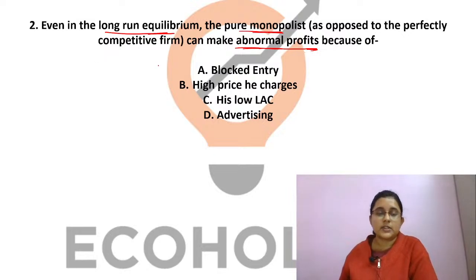So actually, in case of long run equilibrium, pure monopolist can make abnormal profit because of blocked entry. You know, there is entry restriction. We don't have free entry and free exit. So due to blocked entry, the firm can make abnormal profit. Very good, Ramat. You have given me the right answer. Very good. Okay. Moving on to the next question.